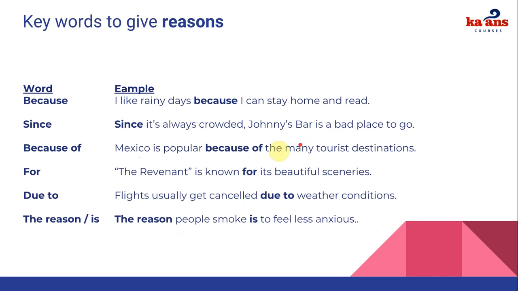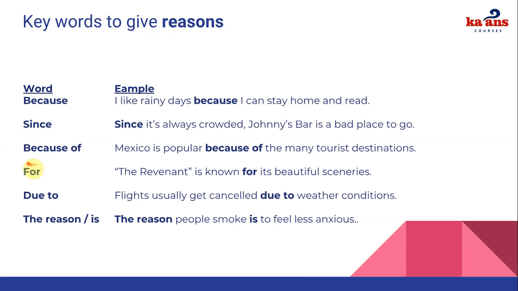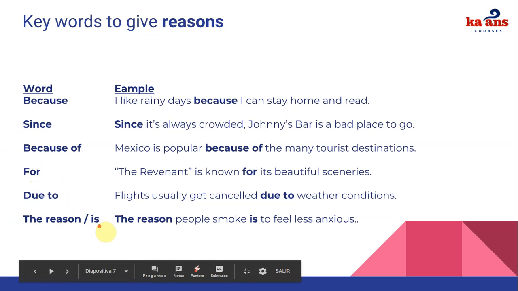Okay? Well, moving on to the second topic, we have keywords to give reasons, right? So a lot of people relate the question with the question why, because that question asks for a reason or reasons. And a lot of people, if not most people, are familiar with the word because. It's the most common and most used word to give a reason. But nevertheless, we also have other examples. We have since, we have because of, we have for, we have due to, and we have the reason is.